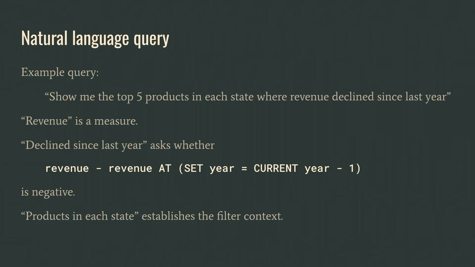So this measure concept helps with that, because as it turns out, in a sentence like this, states where revenue declined since last year, revenue is a measure. If you've defined revenue as part of your model, it's much simpler for the AI, or whatever is implementing natural language query, to generate the SQL query. So it actually makes natural language query easier to implement and gives more reliable results.